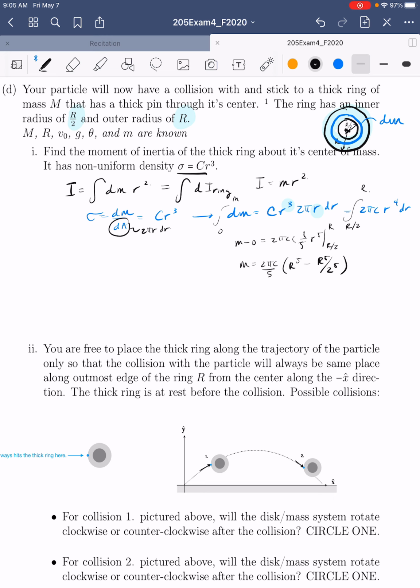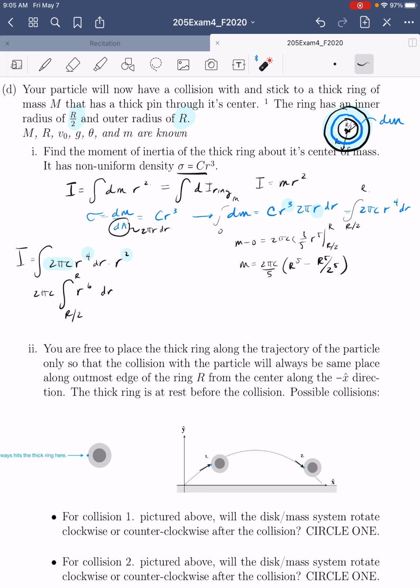So I'm going to hold space for that for a little bit, and then I'm going to focus on actually doing this integral now. I is equal to the integral of dm r squared, which is 2 pi c r to the 4th dr times r squared. That's my dm. And I'm going to go ahead and pull that 2 pi c out because it's constant, and then this 4th and this squared will become r to the 6th. And this is then 2 pi c integral of r to the 6th dr, and I'm integrating over the ring from r over 2 to the outer radius r.